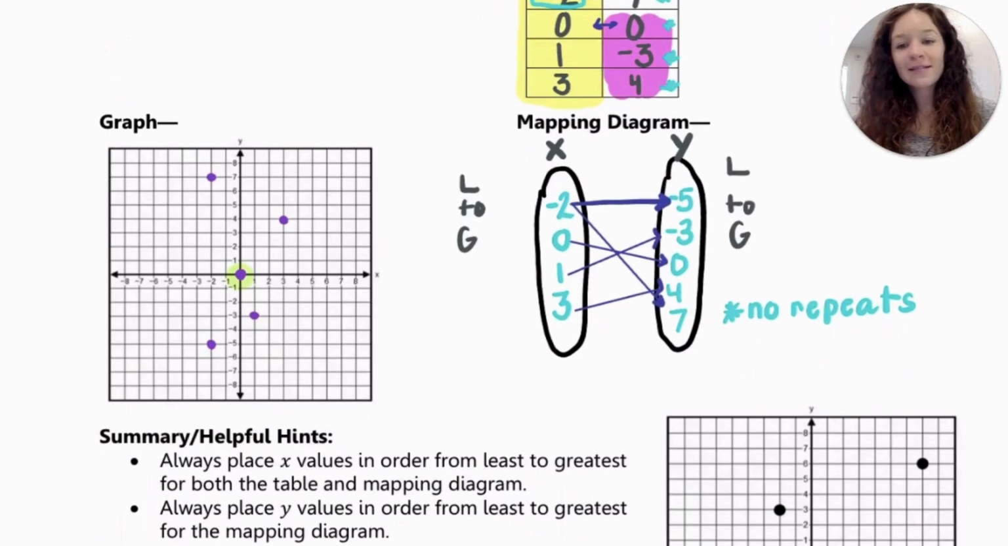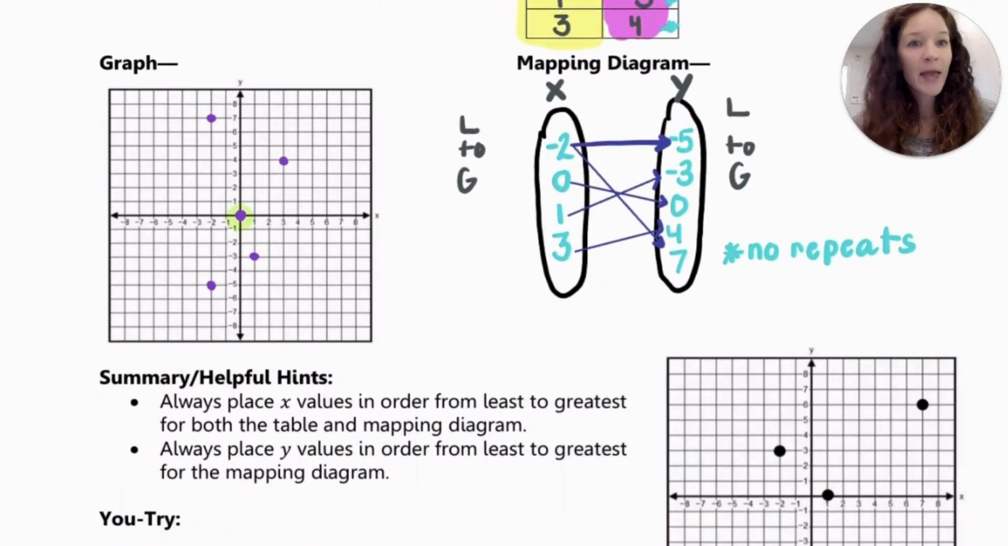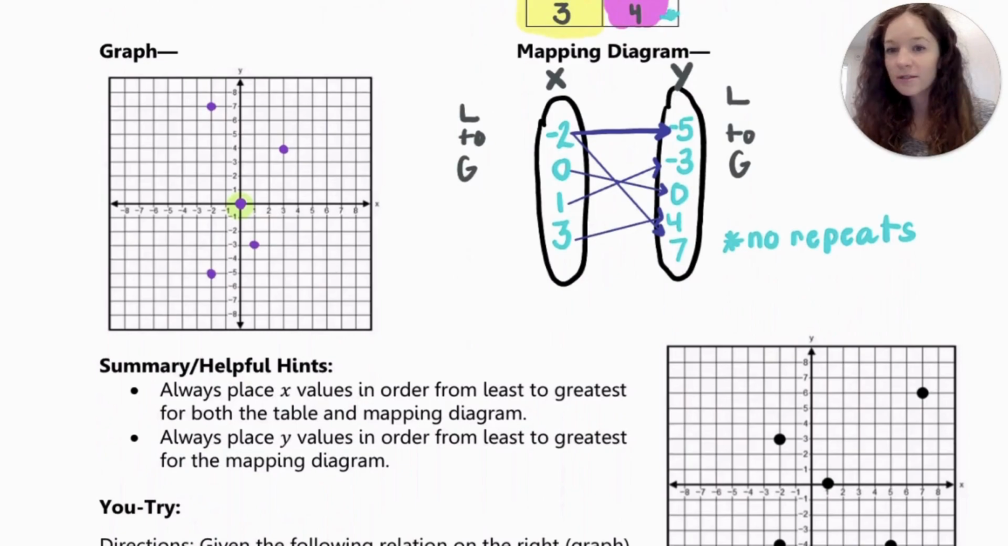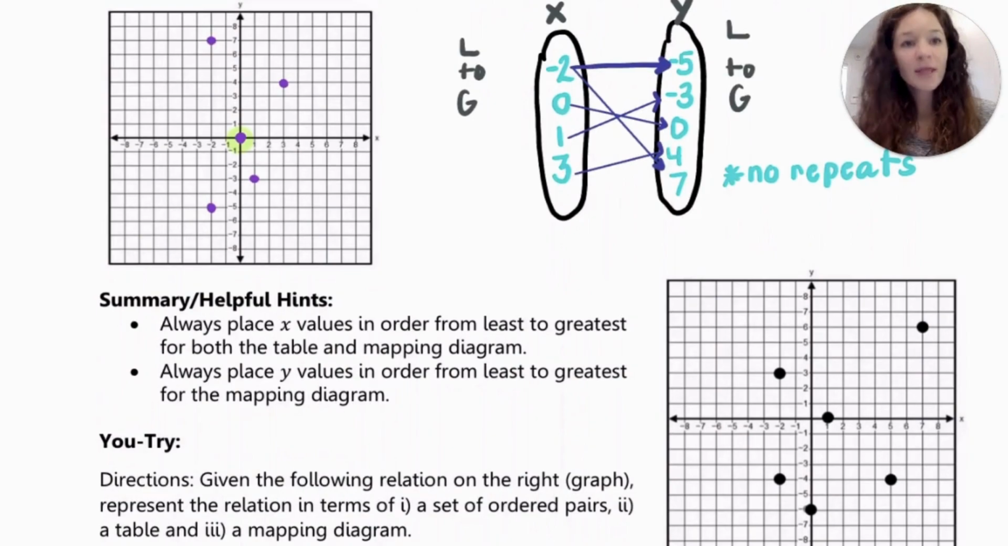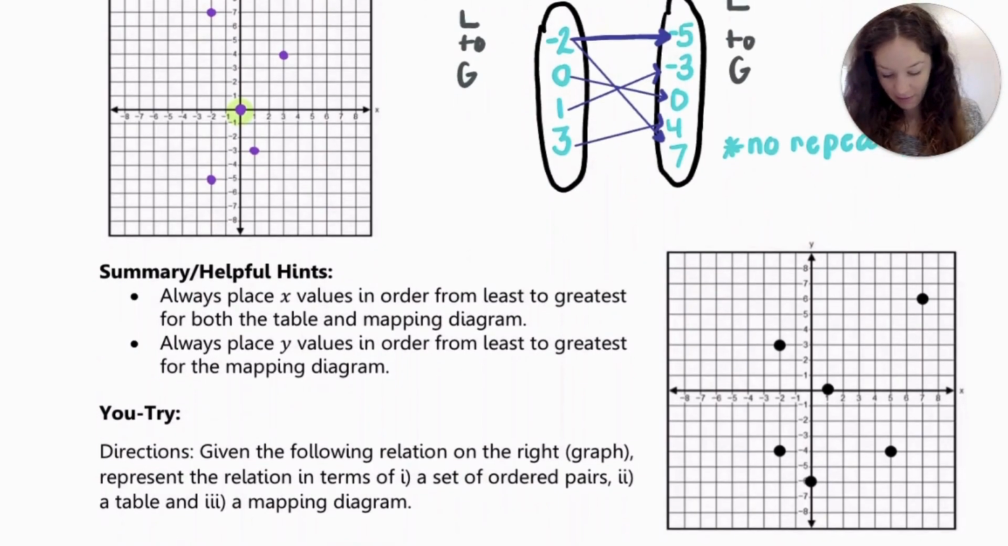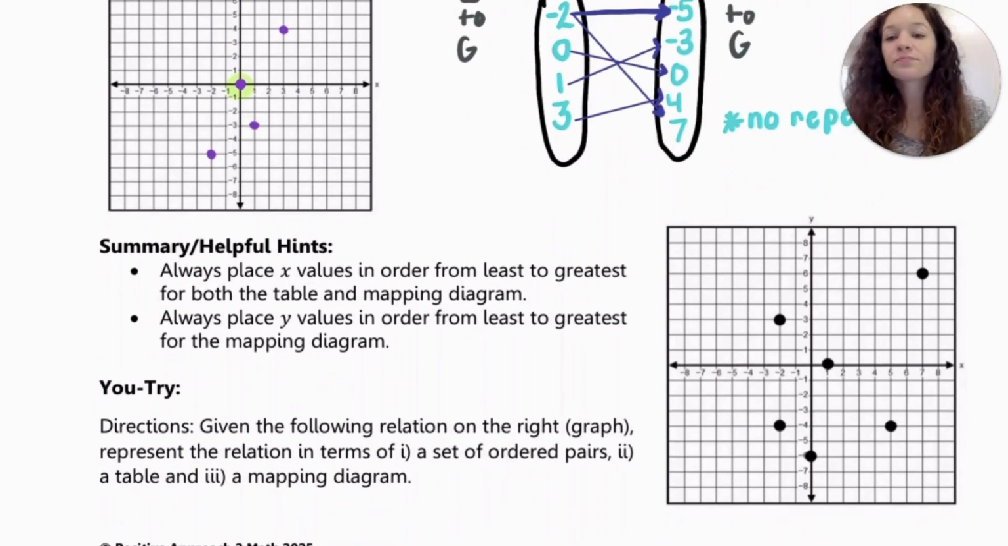And so, like I said, you'll be able to transfer from any of those 4 versions to any of the others. But the most helpful thing is to put them as ordered pairs. That's a helpful hint that I don't think I stated there, but I find it truly, truly helpful. So, our helpful hints say make sure we always place our x values in order from least to greatest for both the table and the mapping diagram. And for your mapping diagram, we always want to place the y values in order from least to greatest.